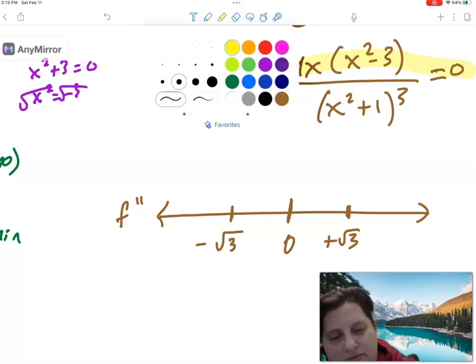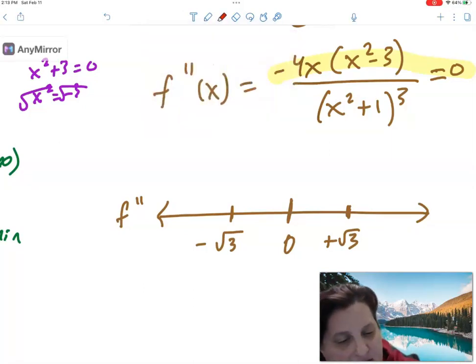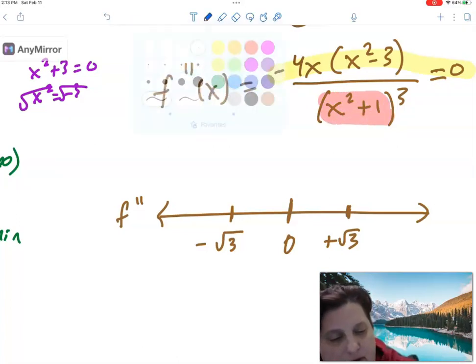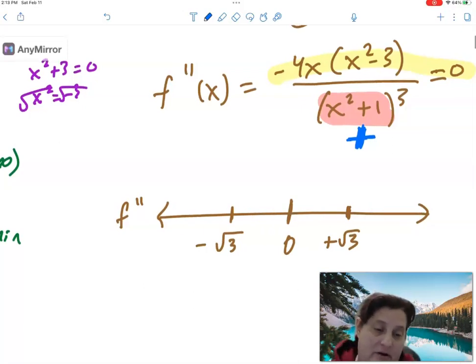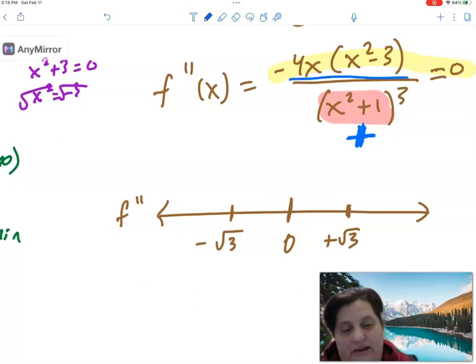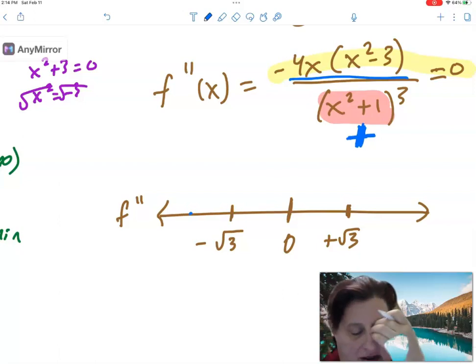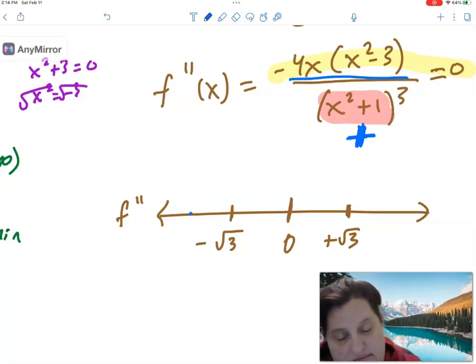Do you guys agree with me, before I start testing this, that no matter what, this is always going to be positive? Do we feel good about saying that? Not because of the cube, but because of the x squared. X squared will always be positive, and plus 1 will always be positive, and then if I cube it, it'll always be positive. So I'm really only needing to test into those two.